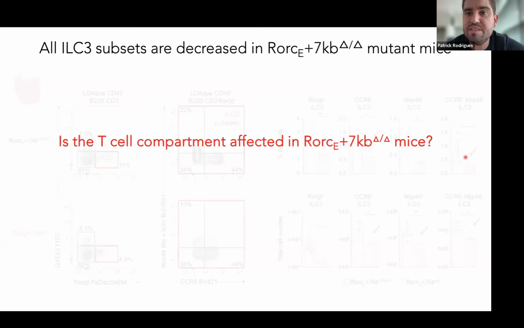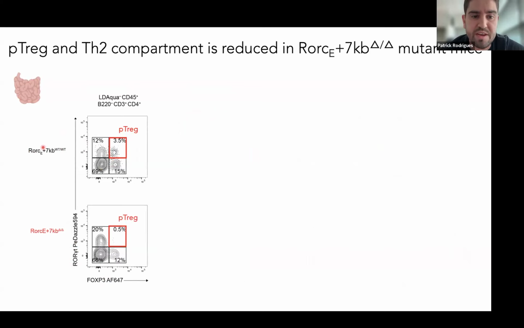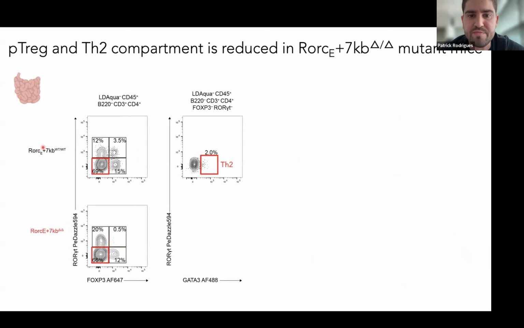Obviously, since Rorγt is a very important transcription factor, not only for ILC3 development, but also for the T cell compartment, we were wondering whether the T cell compartment might also be affected. So we had a look at the PTRACs, which are identified as CD4 T cells that co-express Rorγt as well as FOXP3, and we could clearly detect a nice population within the wild-type littermate controls. However, when we looked at our 7kb enhancer knockout, there was a dramatic reduction of the PTRAC compartment.